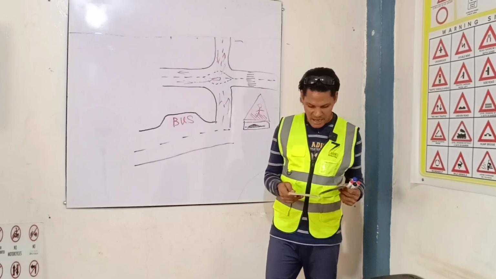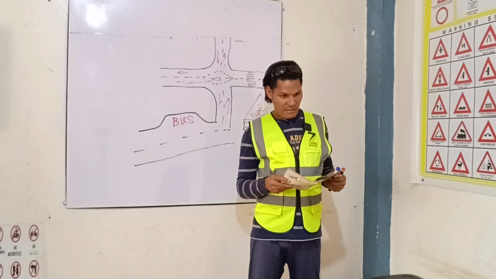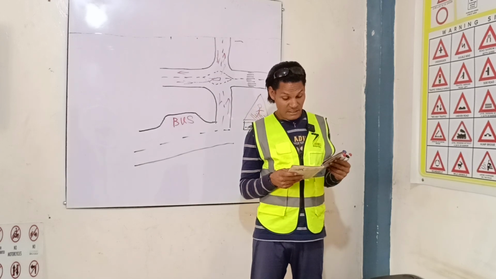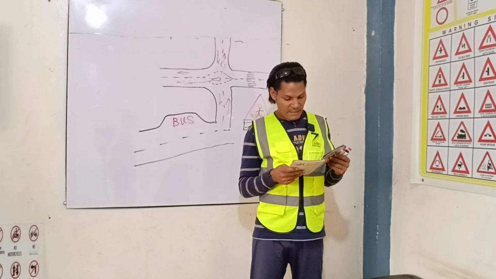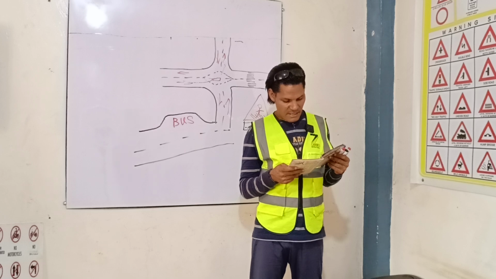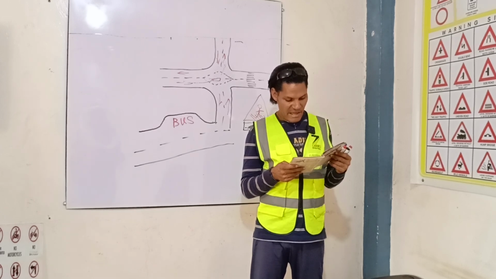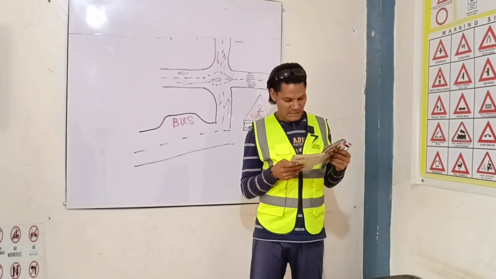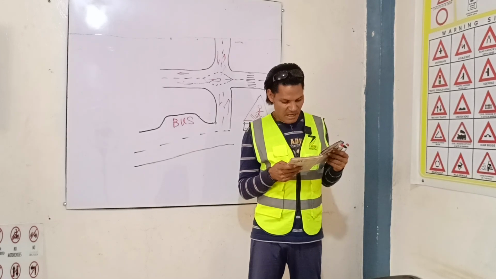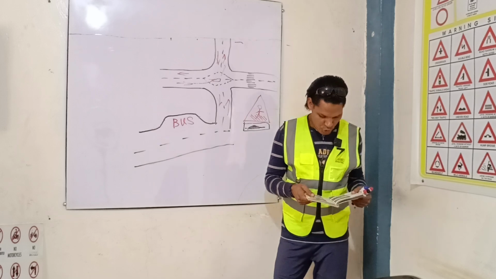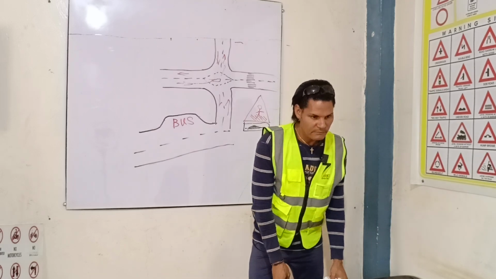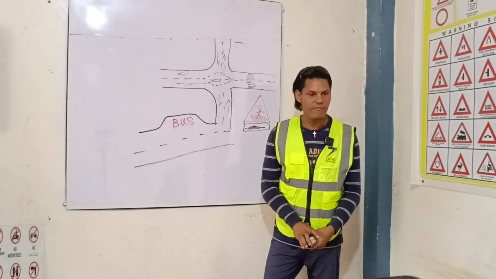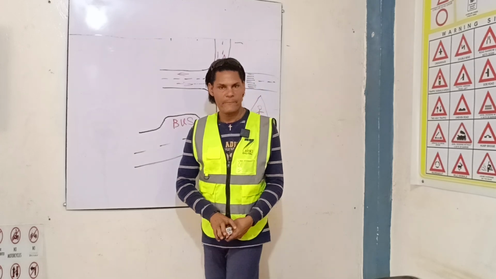Emergency stopping lane. As the name goes, emergency stopping lane. This is shown by a red and white checkered pattern on the lane. During long descents, it enables vehicles with brake failure to stop.